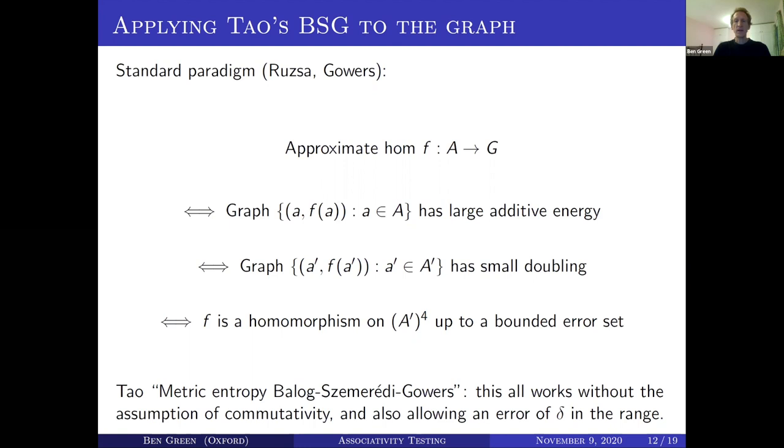And it turns out that, although Ruzsa and Gowers did it in the abelian case, Tao observed that more or less the same thing works with the same proofs without the assumption of commutativity. And also you can carry an error in the range. So you can weaken this notion of an approximate homomorphism to allow things to go wrong by a delta in the range. You can just carry all of that throughout the argument and still get something like the result. So as I said, I'm not assuming that everybody's up on all of the details here at all. So I just want to tell you what the result of applying this standard paradigm is. This is something you can read out of Tao's paper.